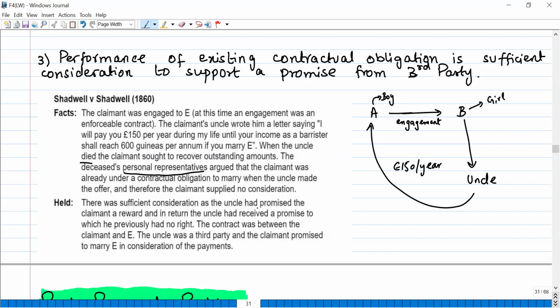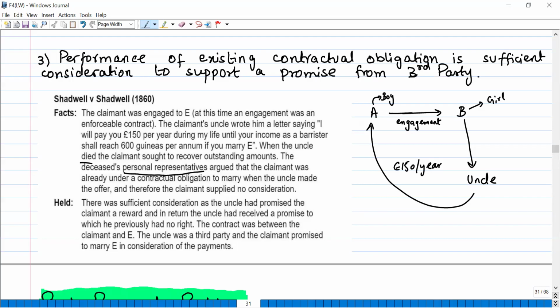When the case was brought forward, the judge said that yes, it was a contractual obligation of the boy to marry B if he had done an engagement. But the promise made by the third party, the promise made by the uncle to A, the boy, is also supporting that promise as well.